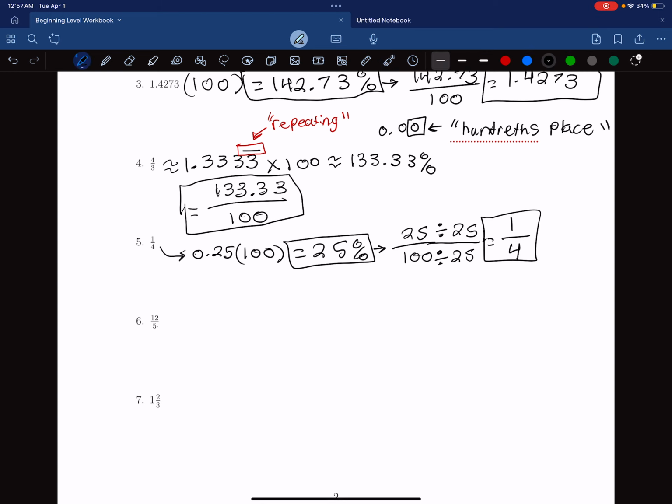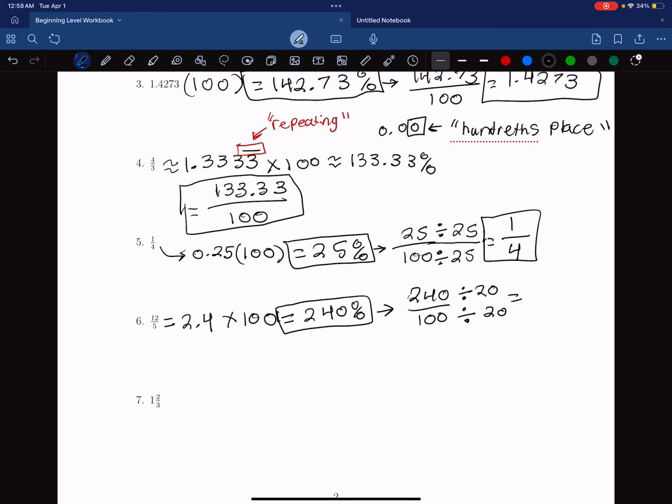Now, going through example 6, pause the video and try it on your own. And assuming you have given it a go, let's work through it. So 2.4 is our decimal. And we're going to multiply that by 100. And that is going to equal 240%. Now, converting this back into a fraction, we're simply going to take 240 divided by 100. And if we divide the numerator by 20 and the denominator by 20, we are going to get 20/5, which is also the same exact fraction we started with.